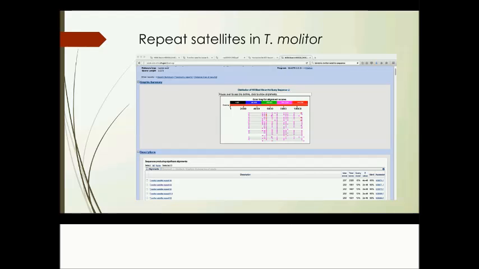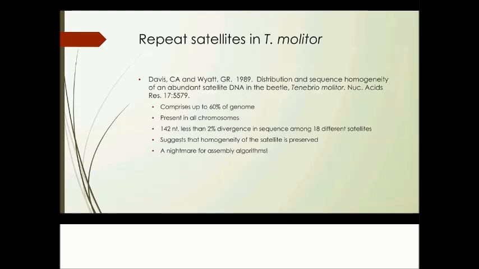And then the next slide is the paper that I found that explains this, and that was a study that found that these highly similar repeats of 142 nucleotides, with less than 2% divergence in 18 different varieties, comprise about 60% of the genome, and are present in every chromosome. And so it's an interesting question from an evolutionary standpoint, but it was a nightmare for these assembly algorithms.